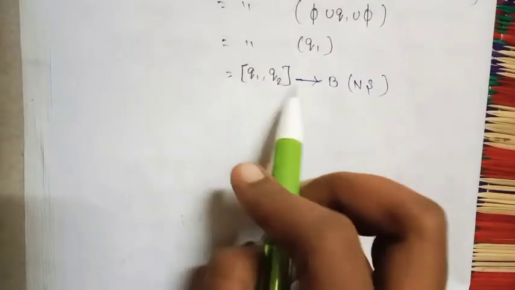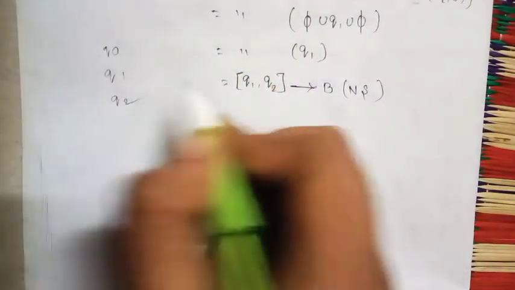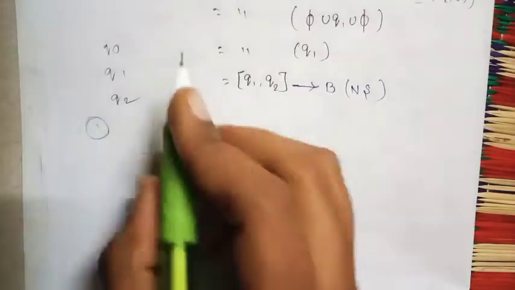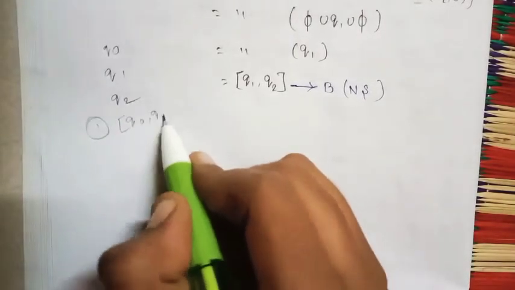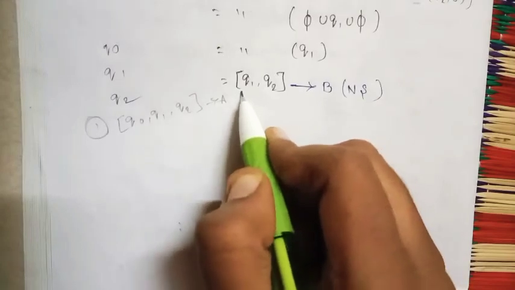At last we got the answer as q1, q2. So up to now we didn't have any state like this. We just had the states q0, q1, q2, and the first new state we got is q0, q1, q2. We represented it as A. Then the next new state we got is q1, q2.